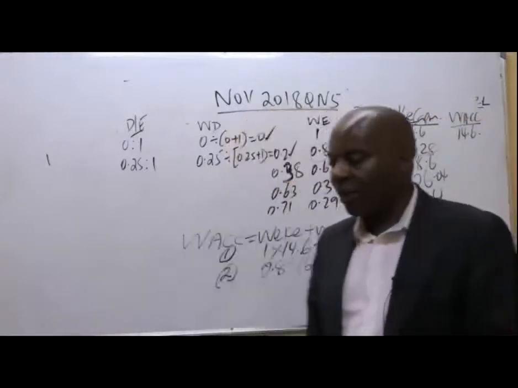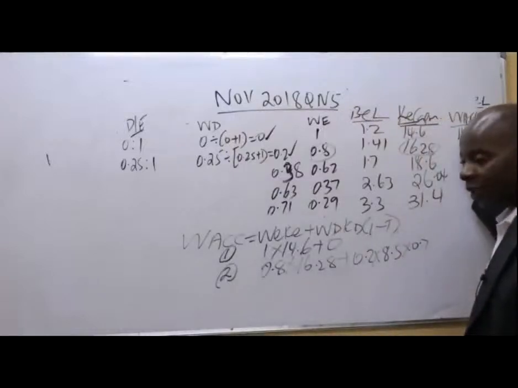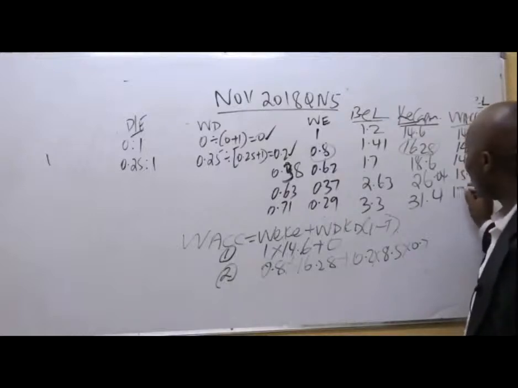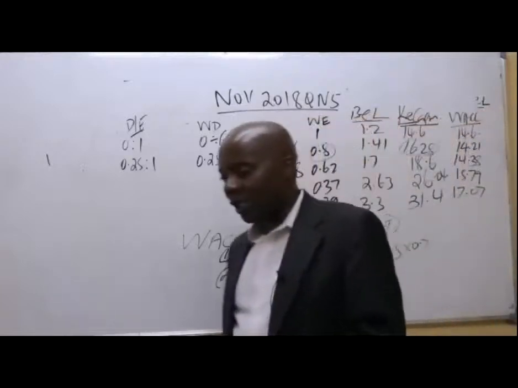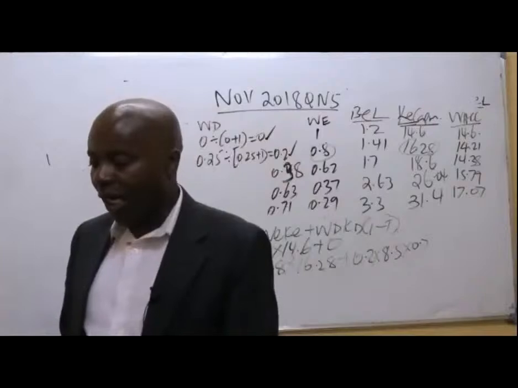And from what I'm able to see Maalim giving me, the first figure is 14.6. The second one is supposed to be 14.21. The third one is supposed to be 14.38. The fourth one is supposed to be 15.79. And then the last one is supposed to be 17.07. So, ladies and gentlemen, here we are.